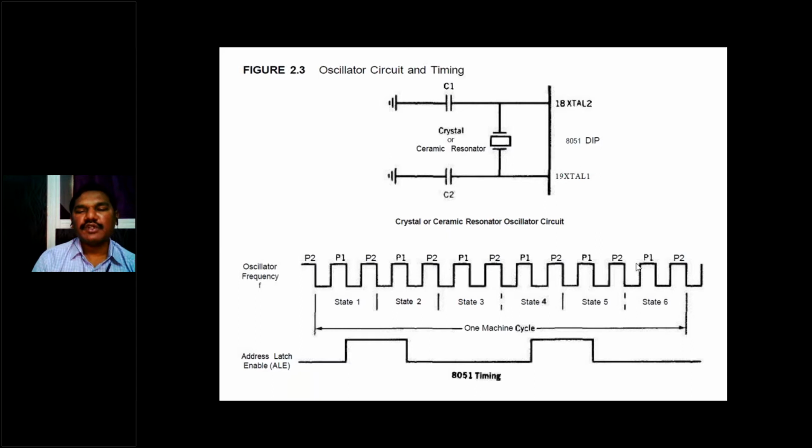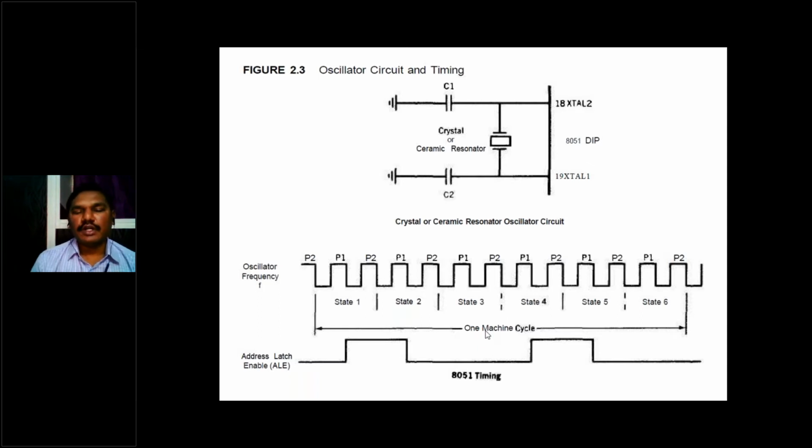The oscillator output is divided into 12 oscillations of the clock, and every two of these oscillations combine as one state. So state 1, state 2, state 3, state 4, state 5 and state 6. Here it has 6 states. Each state has 2 clock signals, right? And this complete set of 12 clock signals is called one machine cycle. What is one machine cycle?